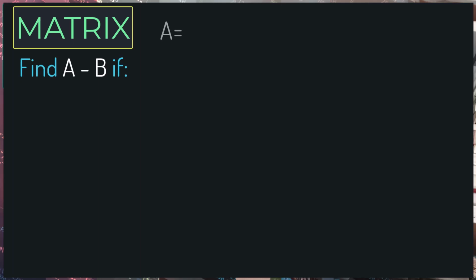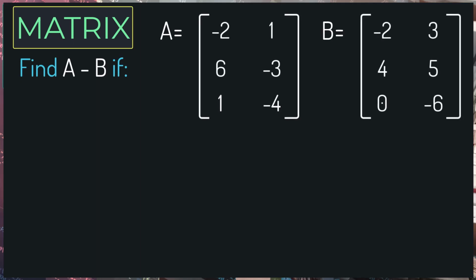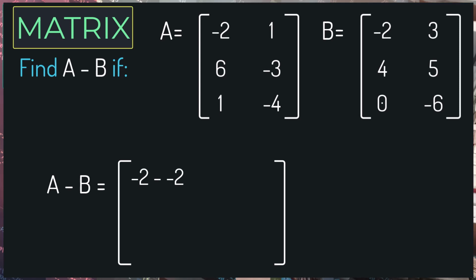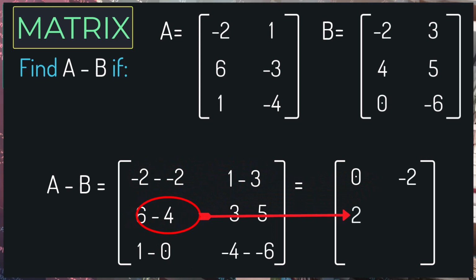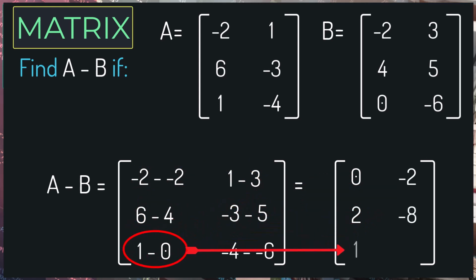Here are two matrices A and B. We need to find A minus B. So we do this between the corresponding elements of both the matrices. So the first element will be minus 2 minus minus 2. Second element is 1 minus 3, then 6 minus 4, minus 3 minus 5, 1 minus 0, and minus 4 minus minus 6. So the resultant matrix will be equal to the matrix 0, minus 2, 2, minus 8, 1, 2.